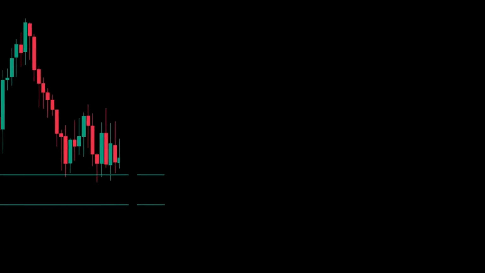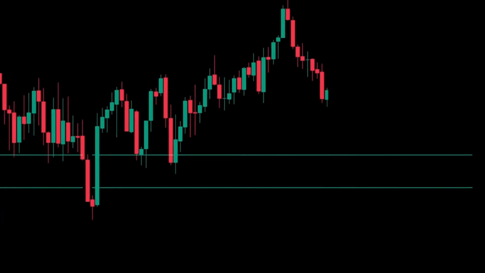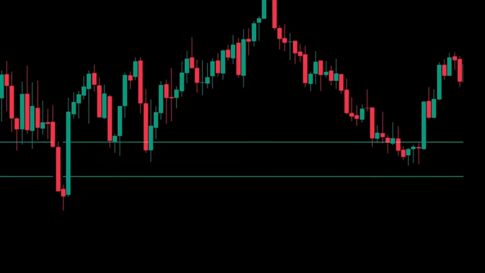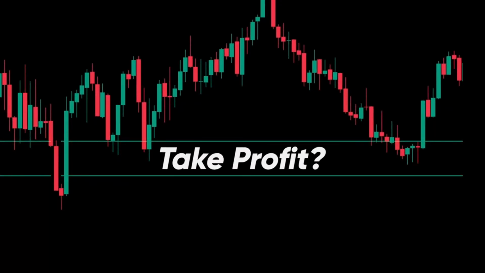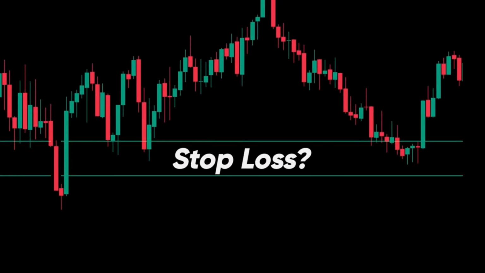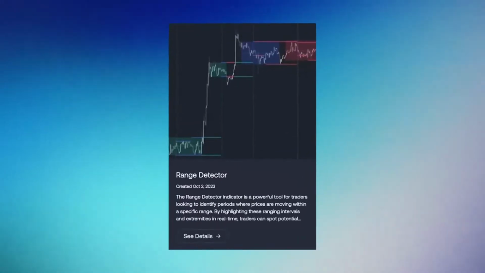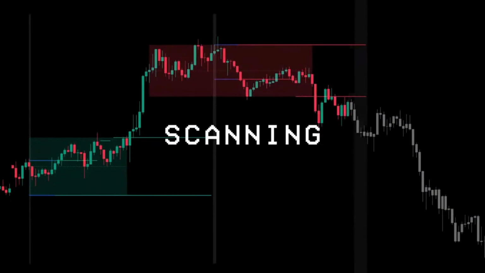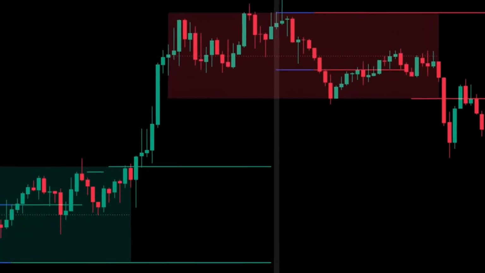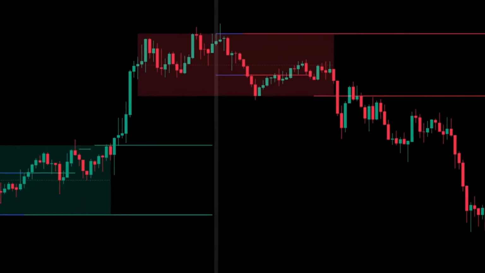And if that explosive breakout doesn't come immediately, price tends to revisit them, where they'll act as hotspots for taking profits, stop losses, and major trading decisions. Knowing this is exactly why we built the range detector. It automatically scans your chart, locks onto these high-value zones, and alerts you the moment a breakout begins. So you're not reacting late, you're prepared early.